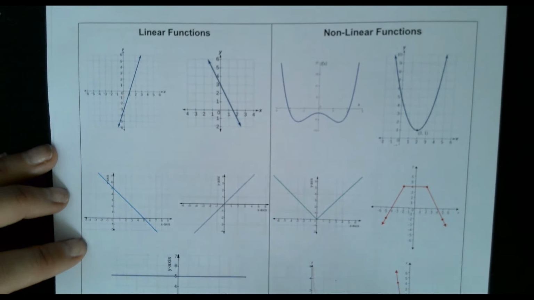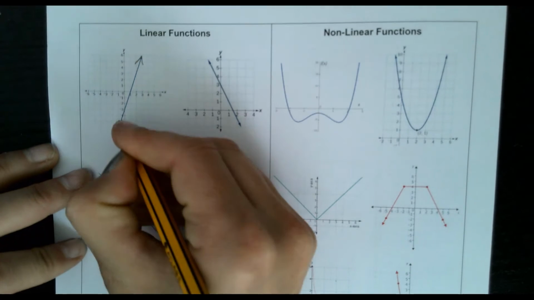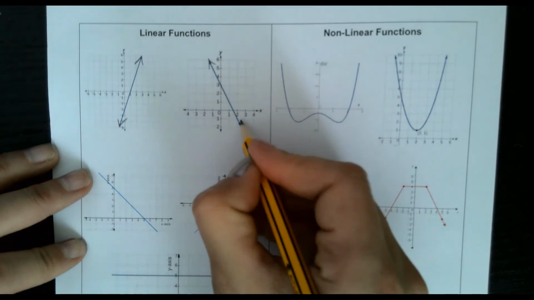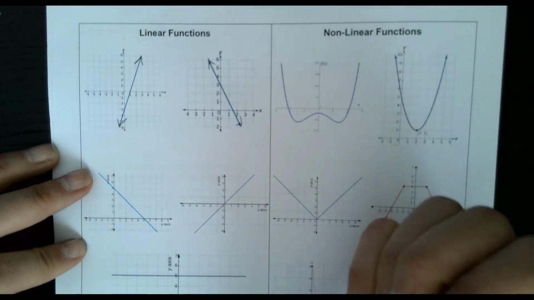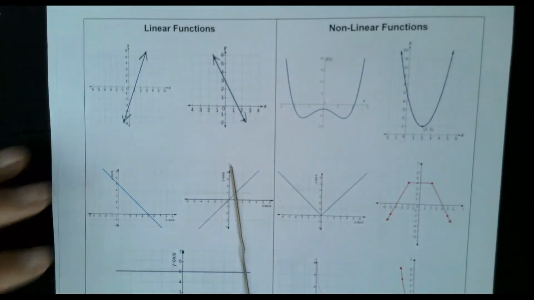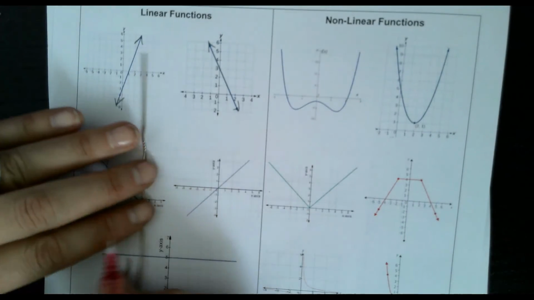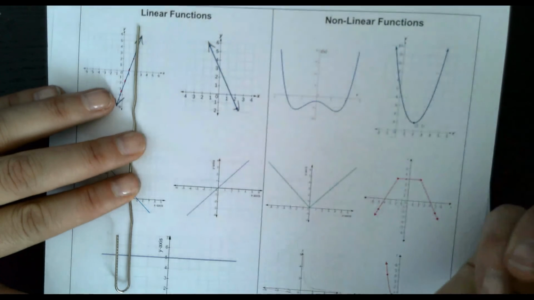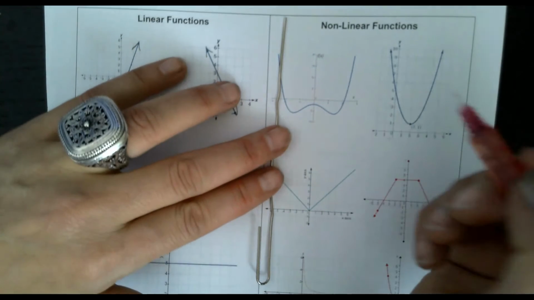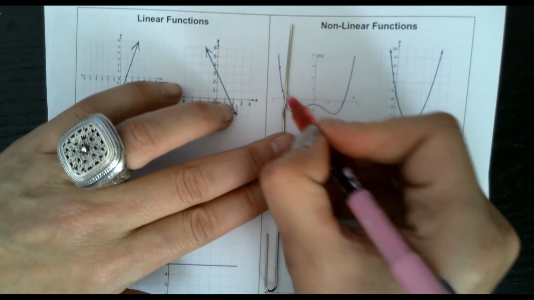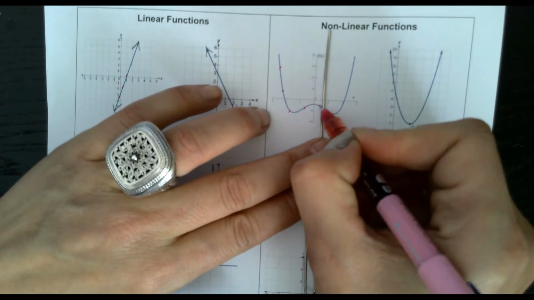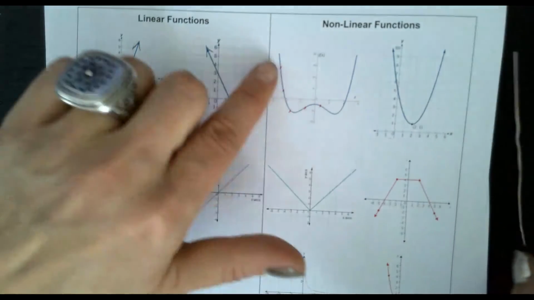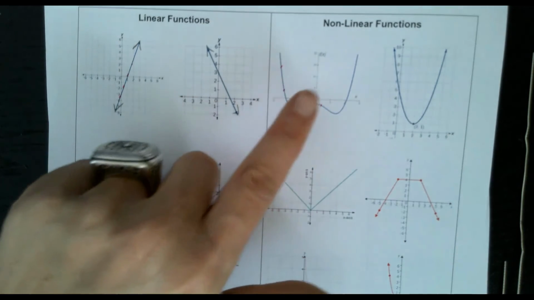So let's look. Here are some linear functions. You can see they have arrows on the end. These are straight lines that go on forever and ever. And they're functions because I can do the vertical line test and say, yep, it only touches one place at a time. These are functions because it only touches one place when I use my vertical line test, but they're not straight lines. So these are non-linear.